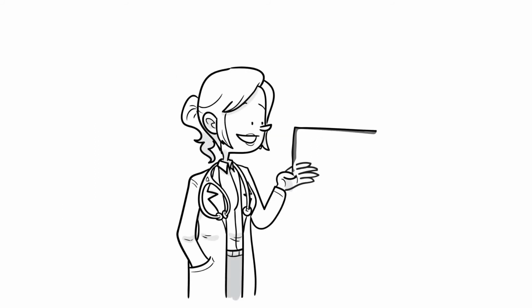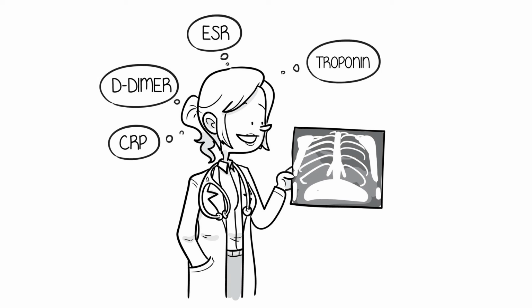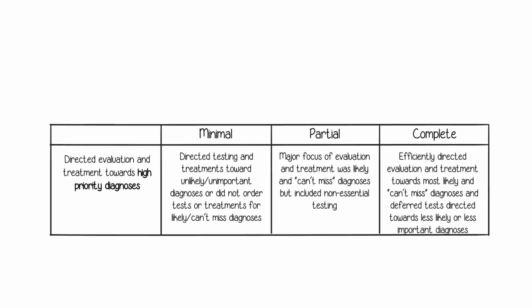Here, the learner proposes the best test to address the most likely diagnosis, a chest X-ray for pneumonia. However, she also orders a number of biomarkers that are non-essential and, if elevated, are likely to be false positive or non-diagnostic in this clinical setting. If the learner did not elaborate the correct prioritized differential diagnosis earlier in the process, then she is unlikely to perform well in this category.